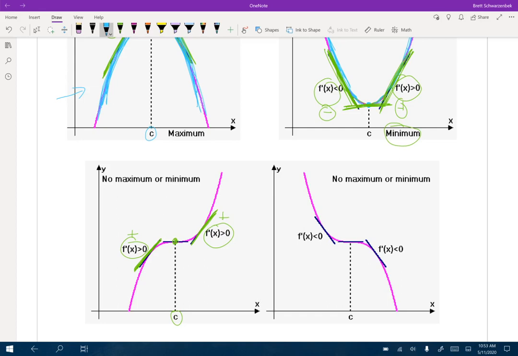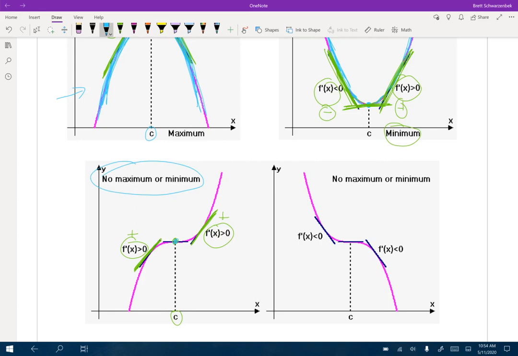Does this appear to be a maximum or a minimum on this graph? Hopefully when you see it, you say no, because there's just nothing happening there. It's just a point that it goes through that is not a max or min. So whenever you have slopes coming and going that are both positive, that means there's going to be no local max or min at those points.